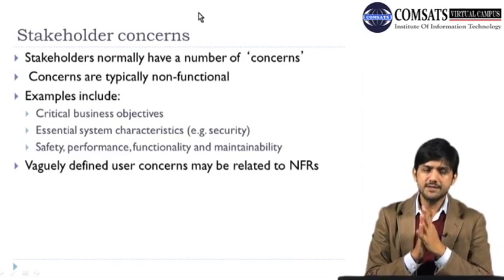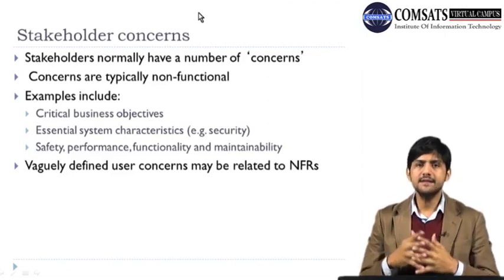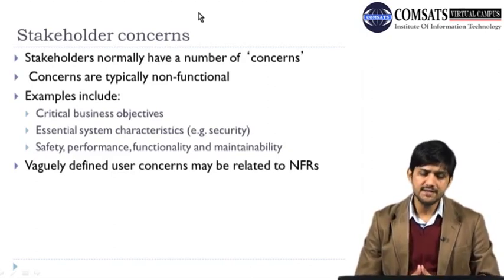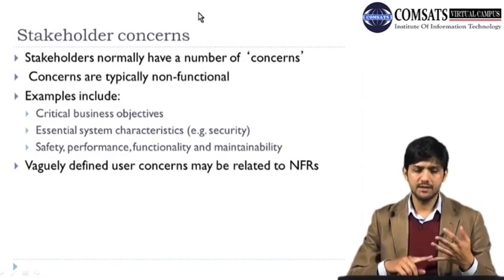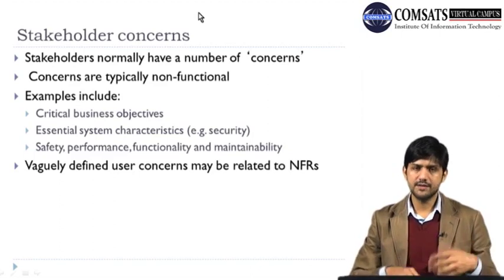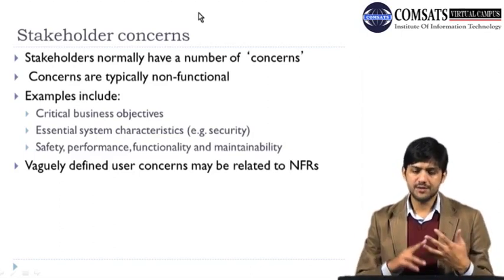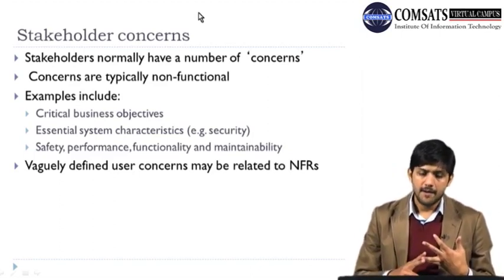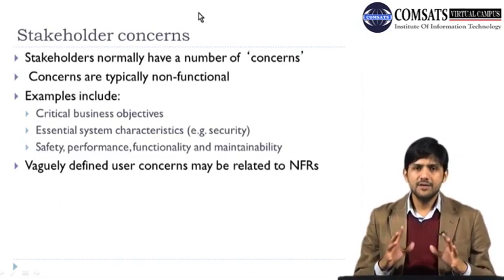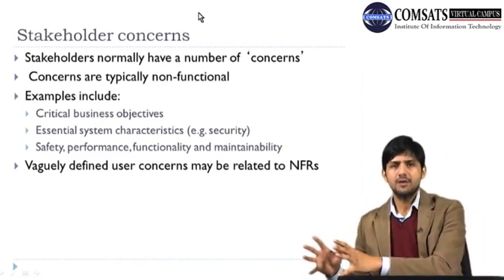Stakeholders normally have a number of concerns, and all these concerns are typically non-functional. Some of the examples include critical business objectives and essential system characteristics, for example, security, safety, performance, functionality, and maintainability. And all these vaguely defined user concerns relate to these non-functional requirements.